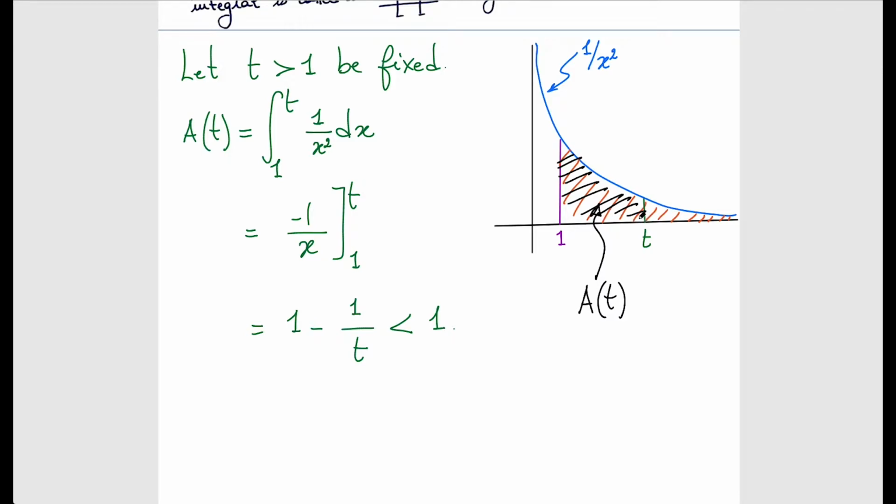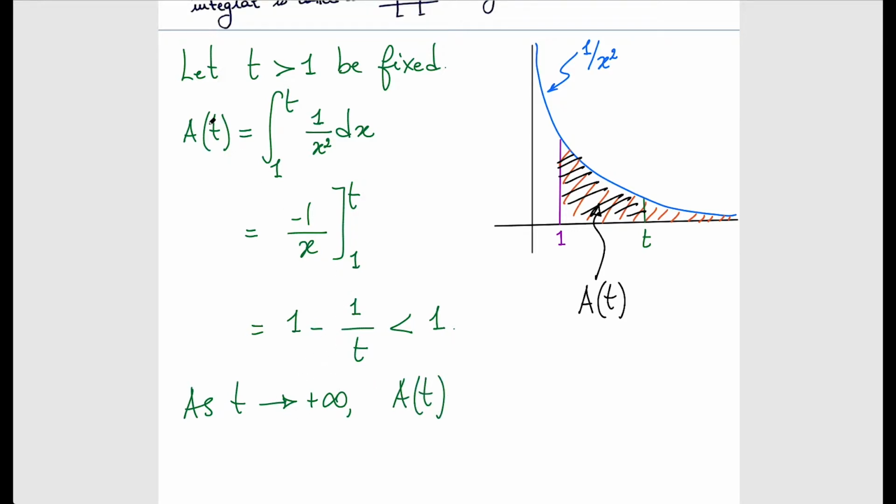And let's take the t and try to increase it indefinitely, which means let's try to let t go to infinity. So this black area becomes technically the orange area. And let's see what happens. So as t increases, so as t goes to plus infinity, what happens to the area?